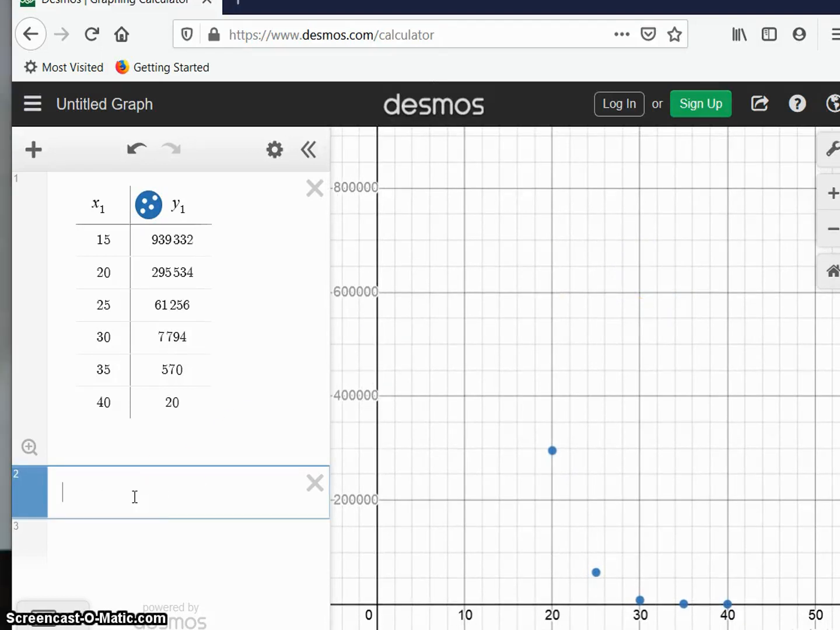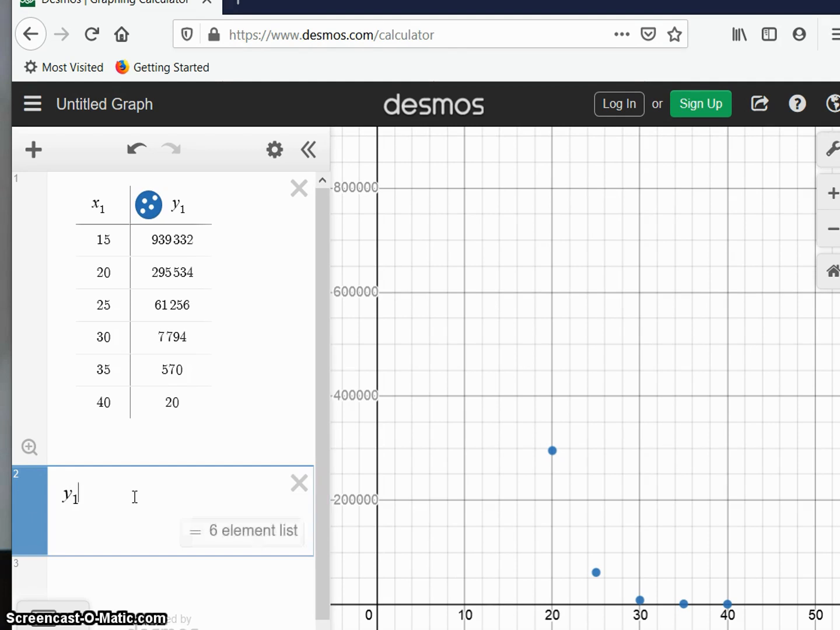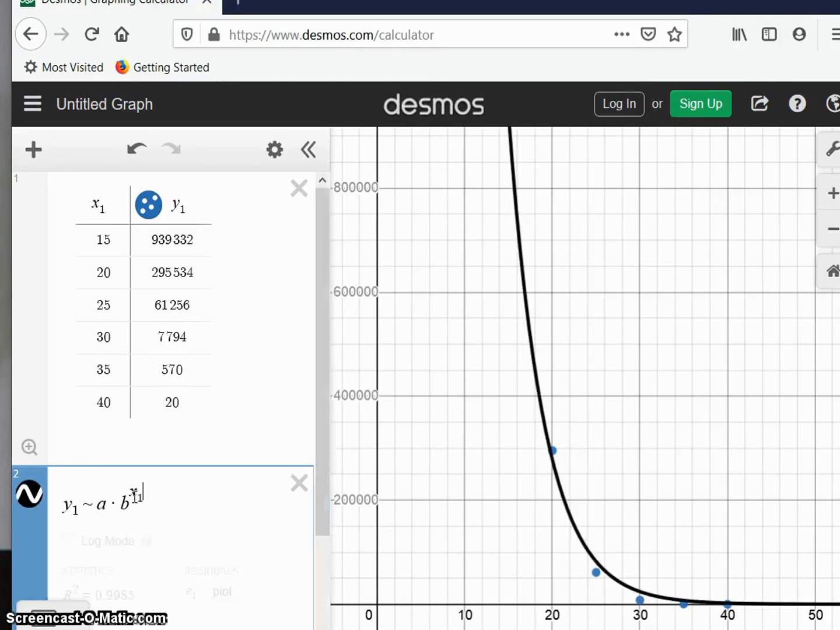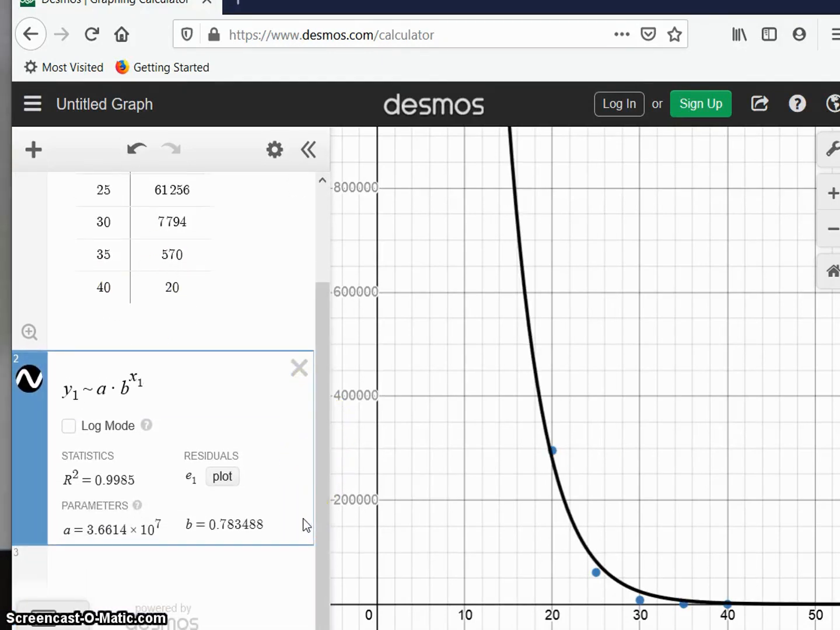All right, and then it says find the exponential regression. So again, we would type y1 twiddle a times b raised to the x1. And it computes our exponential regression, and you can see the regression fits pretty well. You do notice here that our b number is smaller than 1 this time. That's because we have exponential decline. When you have exponential decline, your b is between 0 and 1.